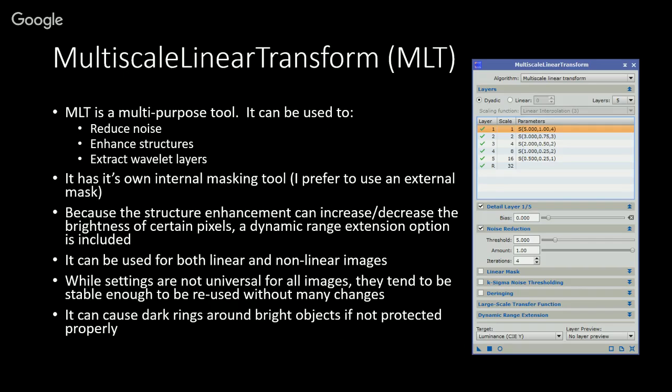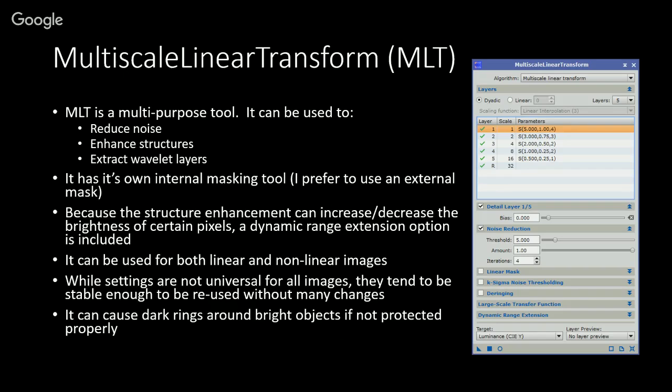Multiscale linear transform. This is a fairly new tool. It's multi-purpose. It's not specifically for noise reduction, but it's actually quite good for noise reduction. You can also use it to enhance structures. You can use it to extract wavelet layers. So it's good as an analysis tool or enhancement tool as well. It has its own internal masking tool. I find it kind of limiting, though. I'll show you when I get into the demo mode. But in general, I prefer to use an external mask that I've created separately.